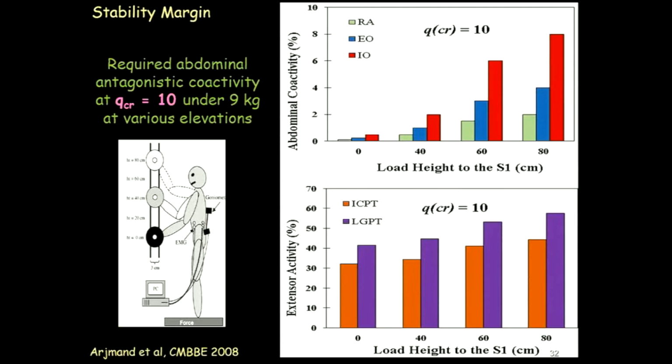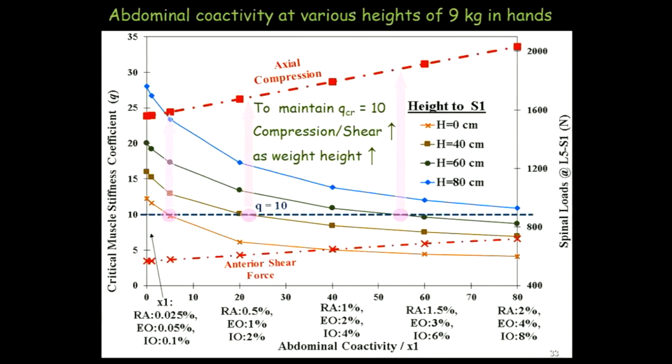This is our model study in which we want to keep Q critical at 10. You can choose any number, we chose 10. So for that one, you see as the elevation of load increases for the same test, you need more antagonistic abdominal activity. Along with it, you will have larger agonist activities, which overall, I don't want to get into details of this figure, it's very crowded. You would get larger forces as you keep Q constant. You go from one curve to another as the height increases, then compression and anterior shear force increase naturally.